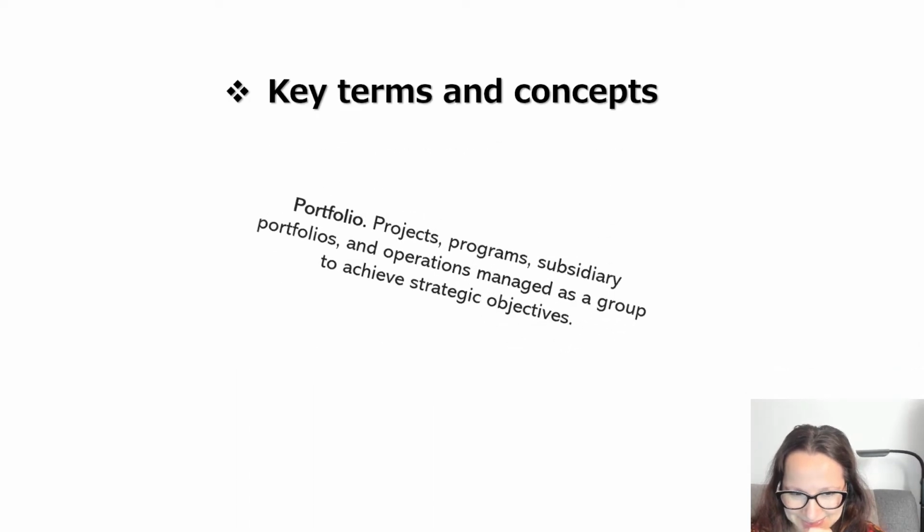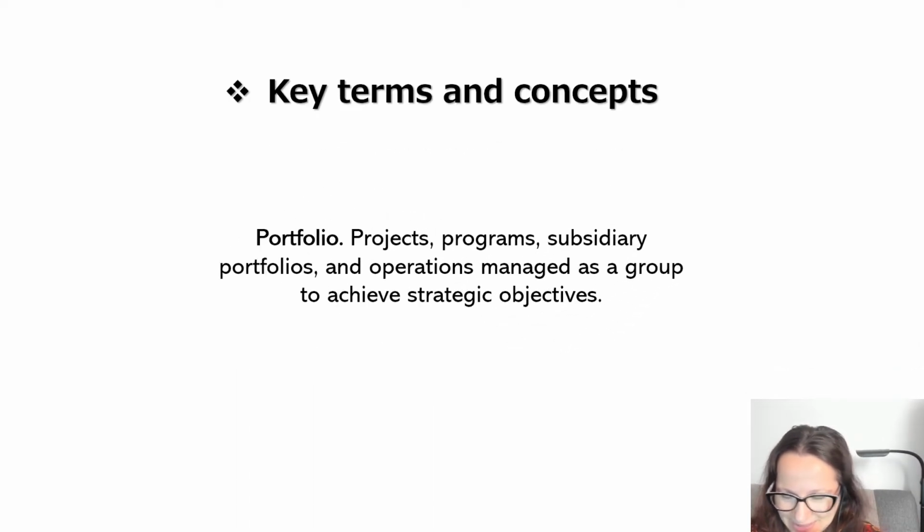What else? Portfolio. What does it mean? It means projects, programs, subsidiary portfolios, and operations managed as a group to achieve strategic objectives. So let's say a project management office would have a portfolio, which is a group of projects, programs, and of course subsidiary portfolios as their operations.